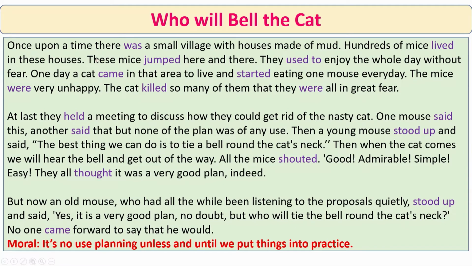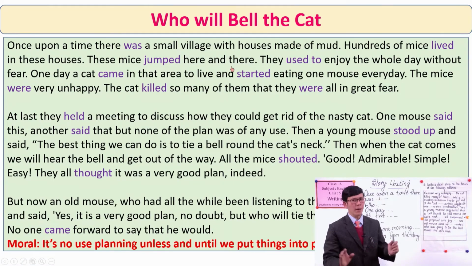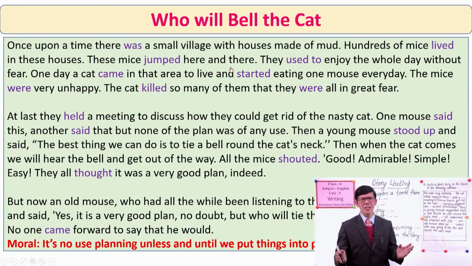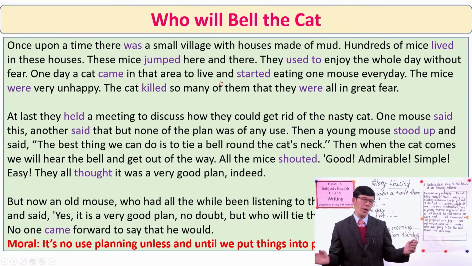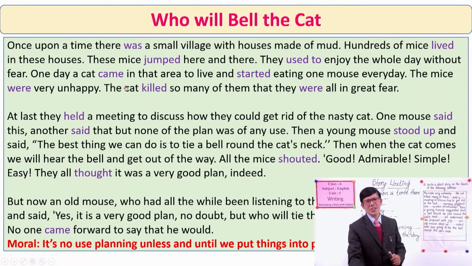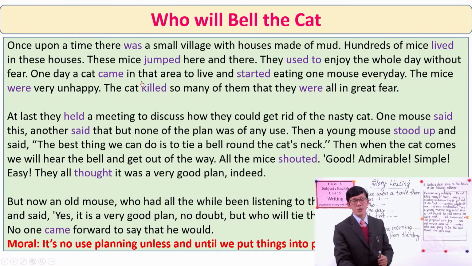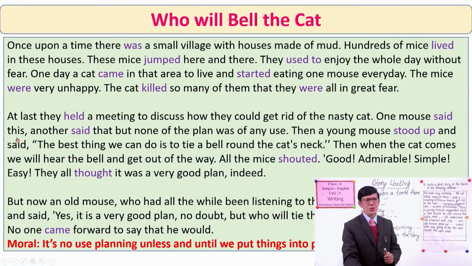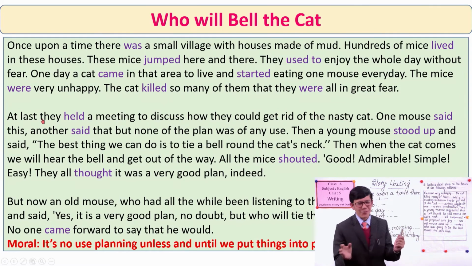Once upon a time, there was a small village with houses made of mud. Hundreds of mice lived in these houses. These mice jumped here and there. They used to enjoy the whole day without fear. One day, a cat came in that area to live and started eating one mouse every day. The mice were very unhappy. The cat killed so many of them that they were all in great fear.